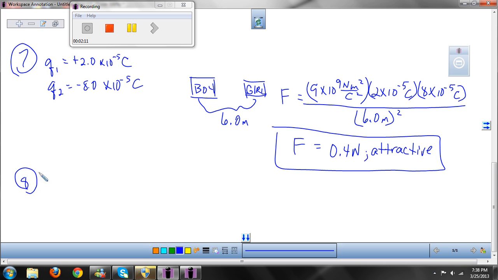Number 8 says, suppose the two people in the previous problem move toward each other. Calculate the magnitude of electrical force of one on the other when their separation is reduced by a factor of 10. So now instead of being 6 meters apart, they're going to be 0.6 meters apart. I should be able to do it a couple of ways. I should be able to say 9 times 10 to the 9th newton meter squared over Coulomb squared times 2 times 10 to the minus 5 times 8 times 10 to the minus 5, all over 0.6 meters squared.